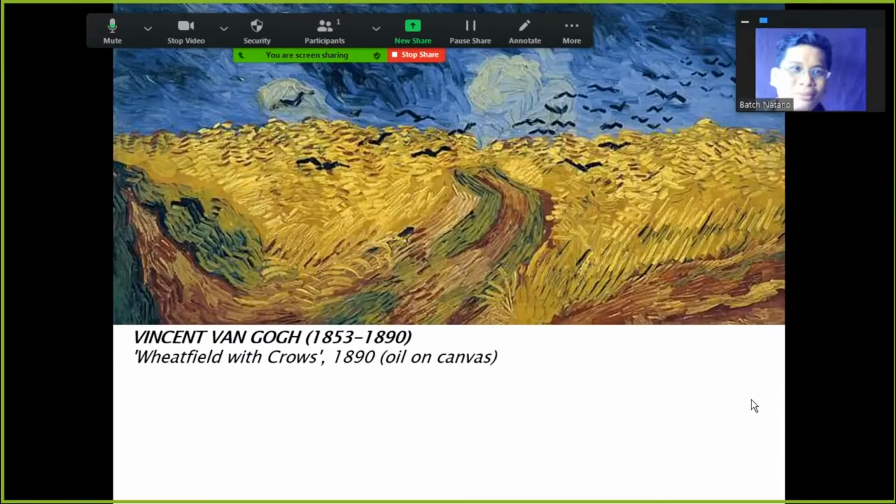Another one. I'm a fan of Vincent van Gogh, so sorry, I'm a bit biased. It's a Wheat Field with Crows. Again, you can really see the movement of the colors, the different colors, the different strokes that Van Gogh is known for. When we see the strokes, we know right away that it's Van Gogh.